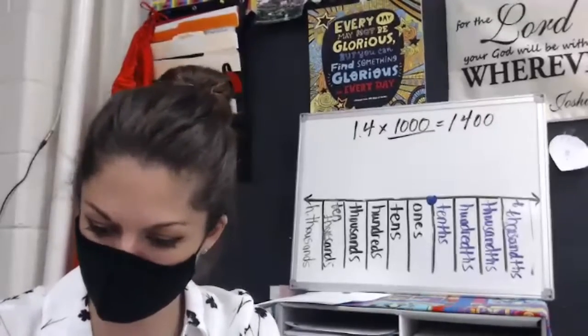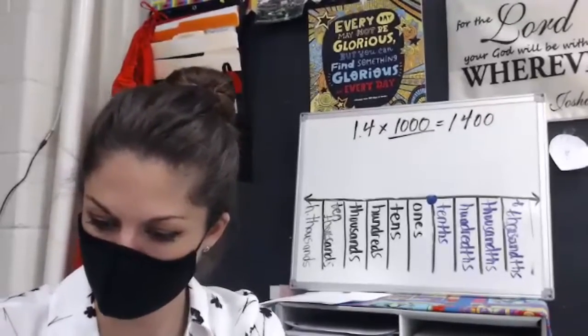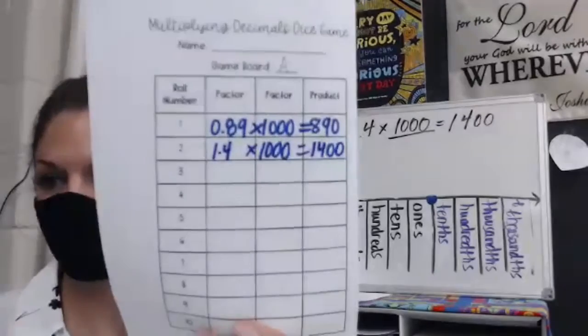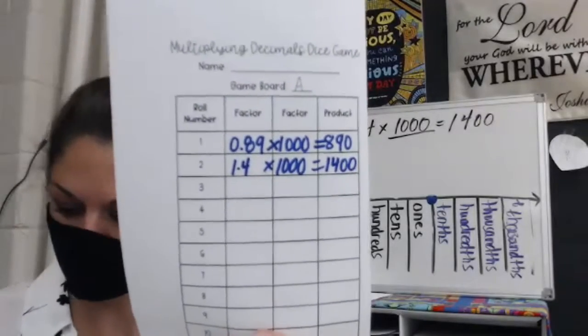Did you find it? It's in the very right corner. So far, now we're in the bottom line. So that's what it would look like on your little game board if you were keeping track.